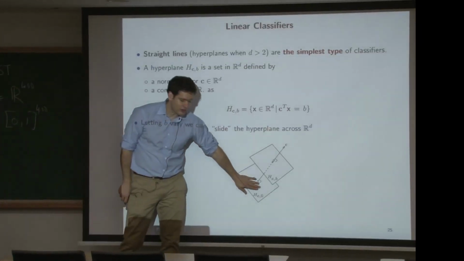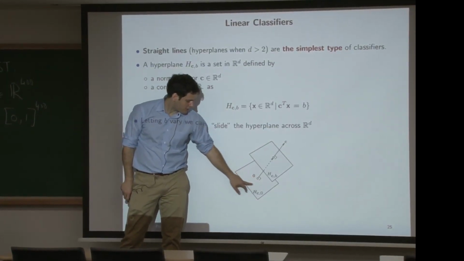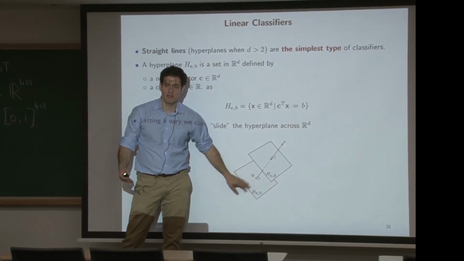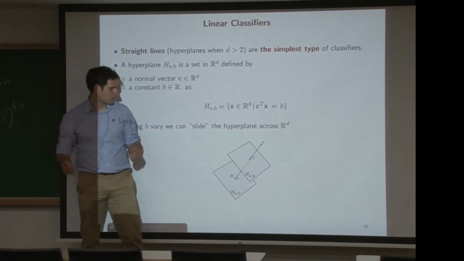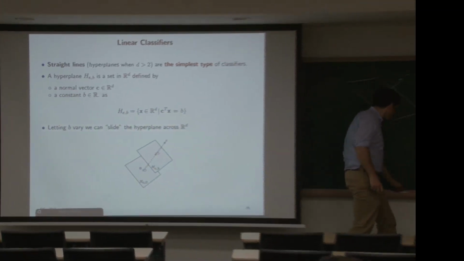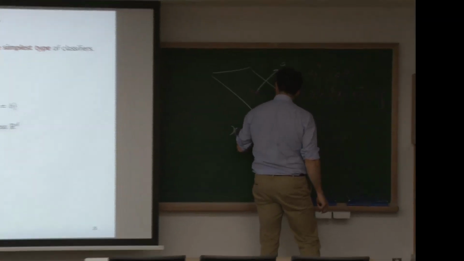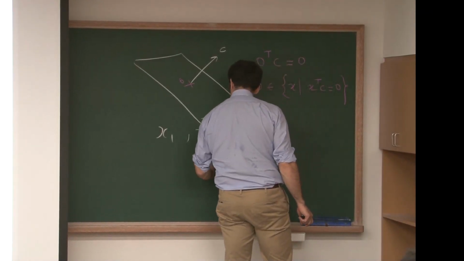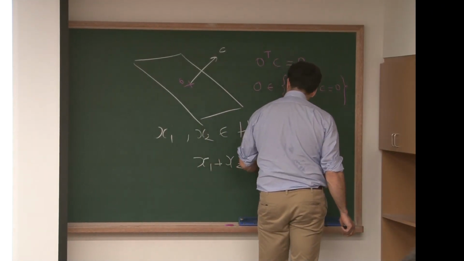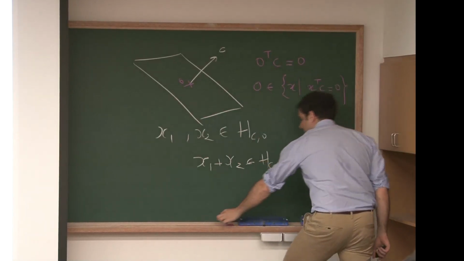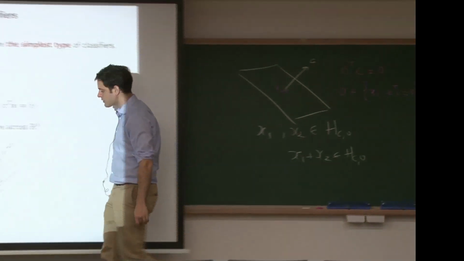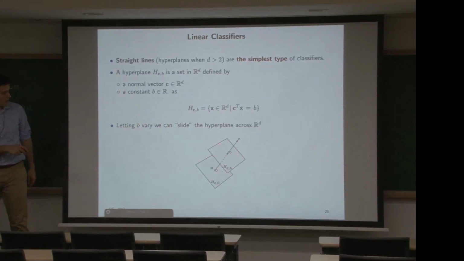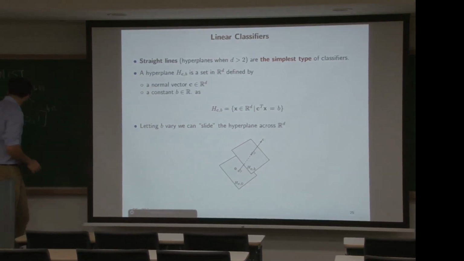So this is called a vector space, because if I just add vectors taken here, they would all be such that C transpose X is equal to 0. This is just a side note. If X1 and X2 belong to HC0, then X1 plus X2, of course, belong to HC0. So this is just one observation. You can easily prove that this is a vector space, but this is called an affine space.